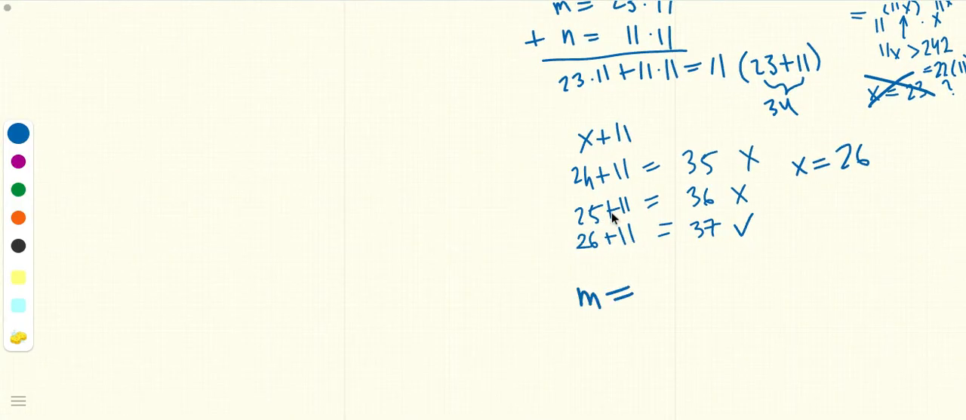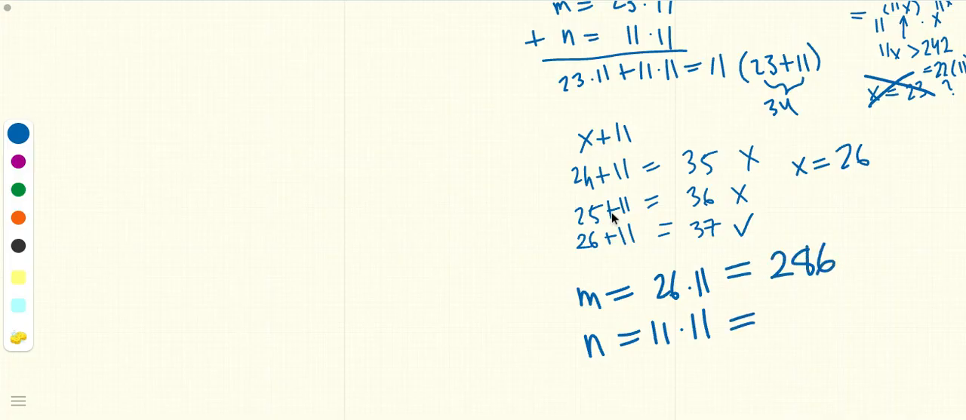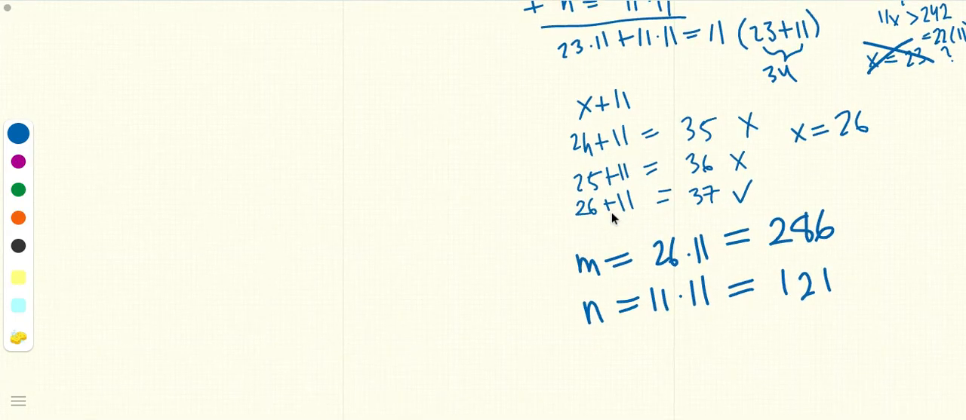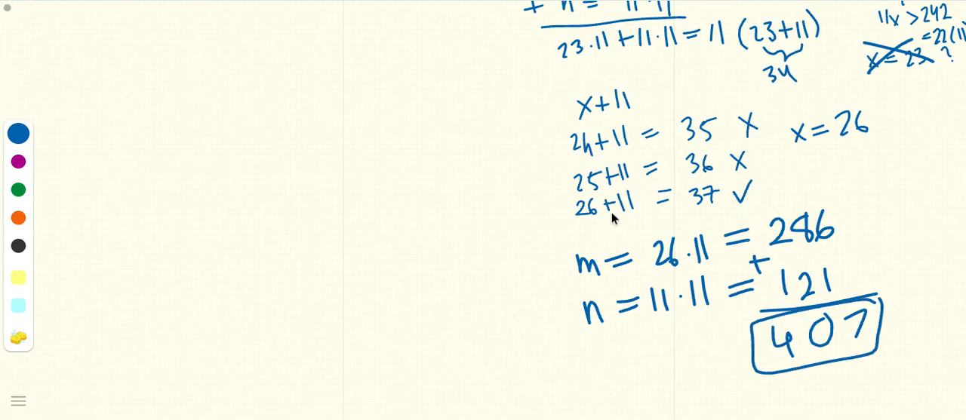So finally we have m equals 26 times 11, and n equals 11 times 11. m equals 286, and n equals 121. Finally, we just need to add these together, and this gives us 7, 0, and 4. So our answer is 407.